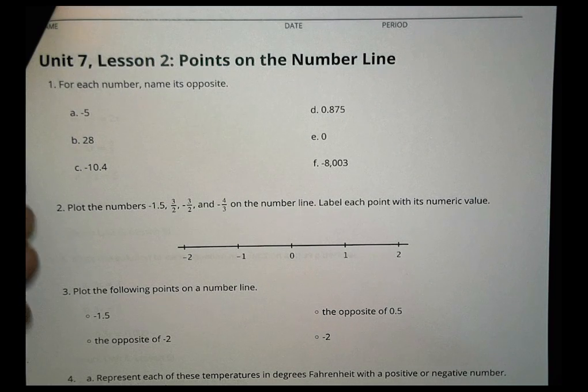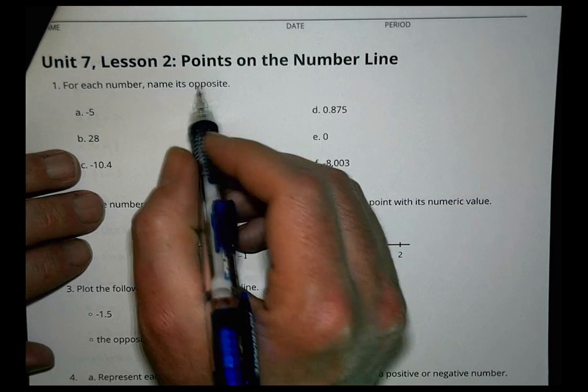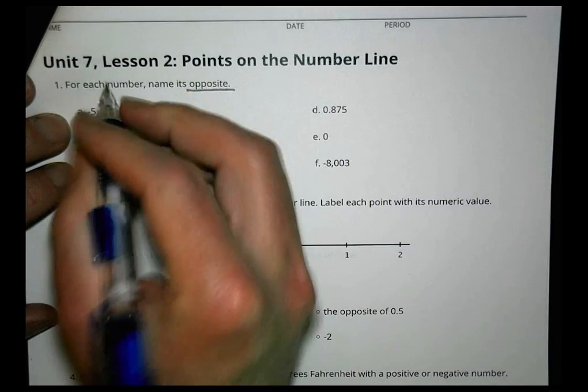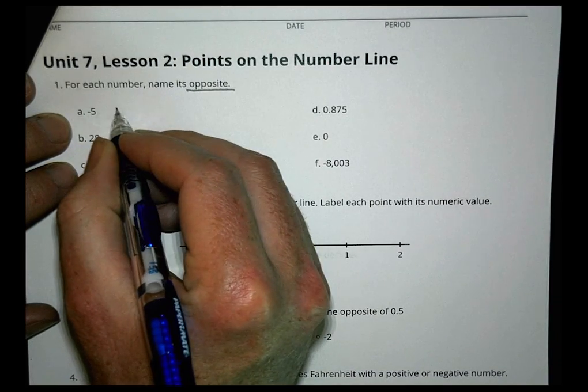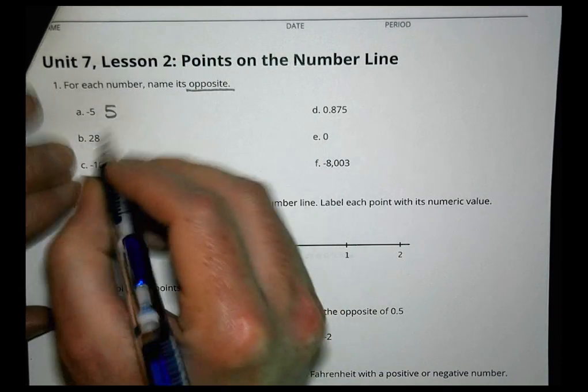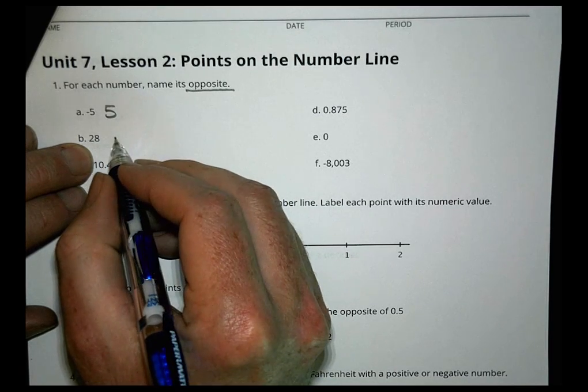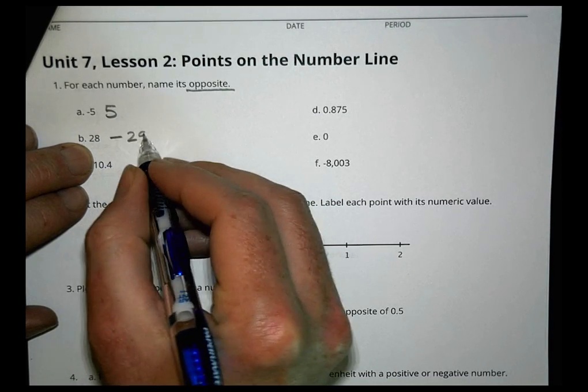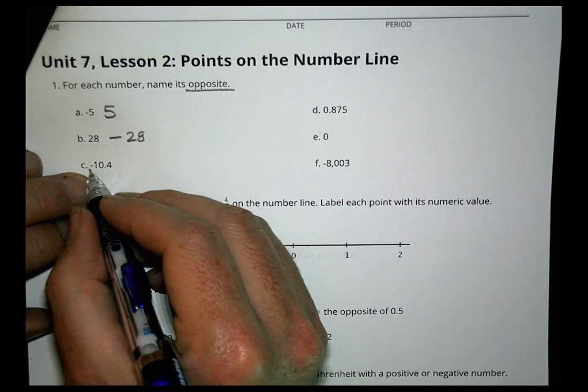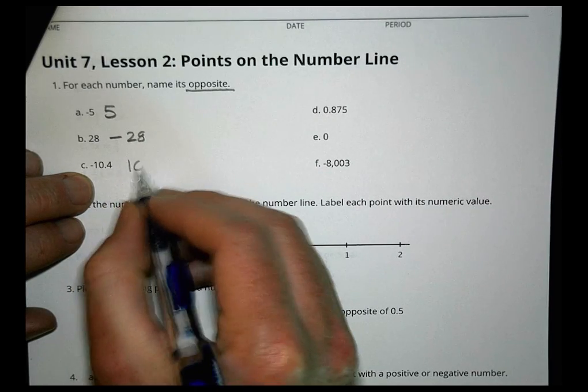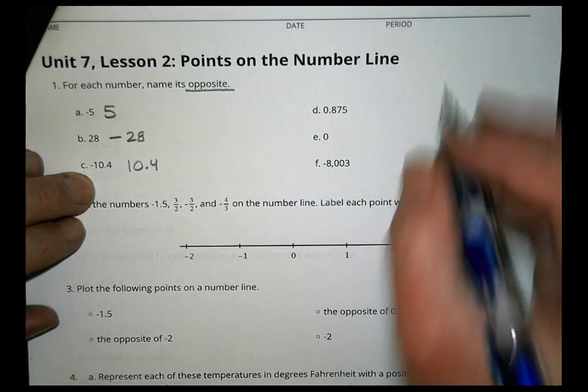All right, here's our homework for lesson 2. For each number, name its opposite. So here we have a -5. The opposite of -5 would be a +5. Here we have a +28. The opposite would be a -28. Here we have a -10.4. So the opposite is a +10.4.